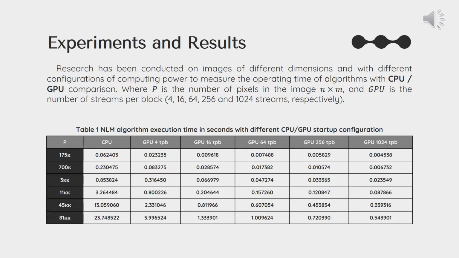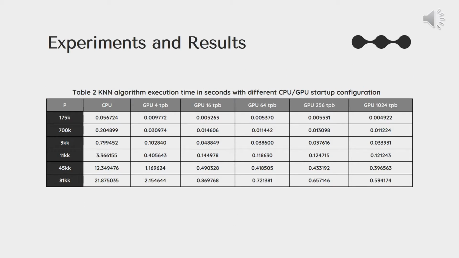Experiments and results. Research has been conducted on images of different dimensions and with different configurations of computing power to measure the operating time of algorithms with CPU-GPU comparison, where P is the number of pixels in the image and GPU is the number of threads per block. Table 1. NLM algorithm execution time in seconds with different CPU-GPU startup configuration. Table 2. KNN algorithm execution time in seconds with different CPU-GPU startup configuration.